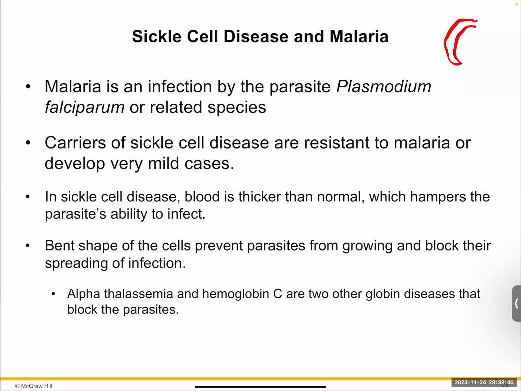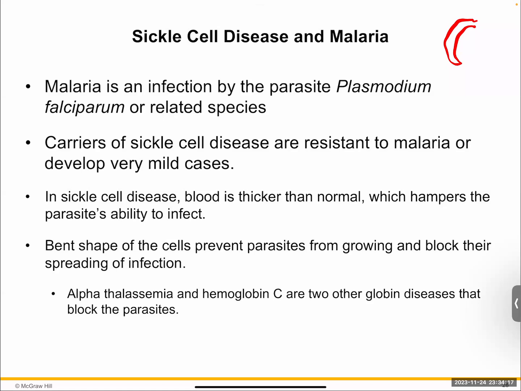However, if you're identified as a carrier of this sickle cell gene, you are typically resistant to malaria, or you have much lower symptom development when you are diagnosed with malaria, which is very good. Now, how does it do that? When you have sickle cell anemia, again, your blood is, I should say, thicker than normal.